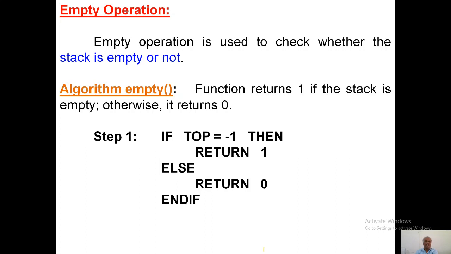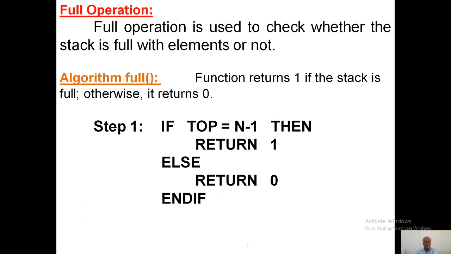Next one is empty. The empty operation is used to check whether the stack is empty or not. What is the condition for identifying that the stack is empty? If top equal to -1, then stack is empty. So simple. Next one is full. Similar to that, for the full operation, if top equal to n-1, then stack is full. That is the full operation.